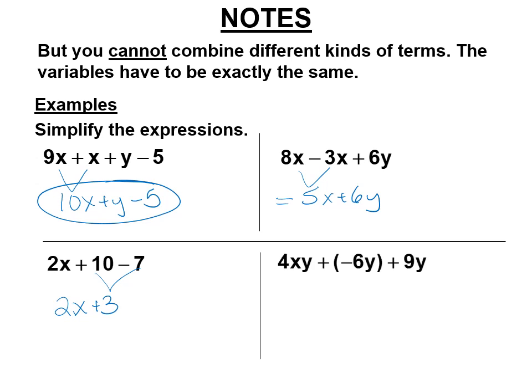You can add the y terms here. 4xy, xy terms are different. So negative 6y plus 9y is positive 3y. So anytime it's positive, it'll be plus. Anytime it's negative, it'll be minus. 4xy plus 3y is the answer. That's as simple as you can make it.